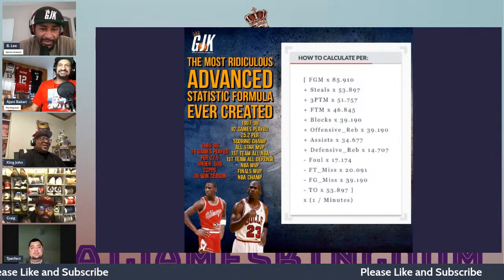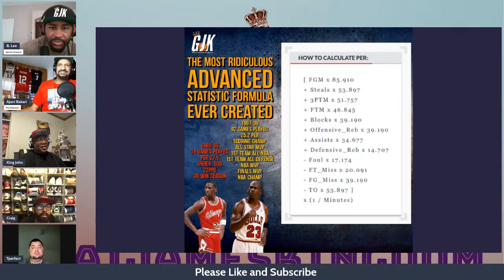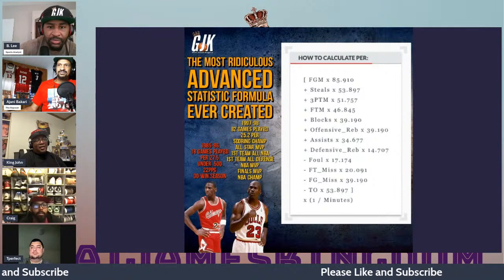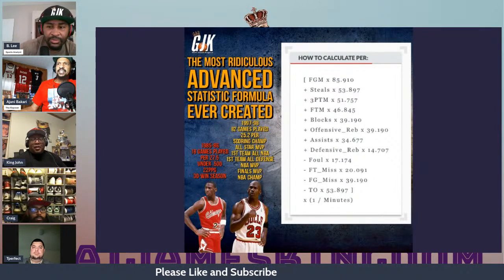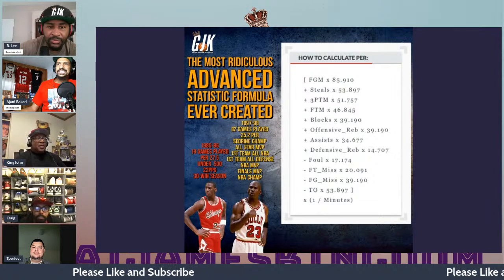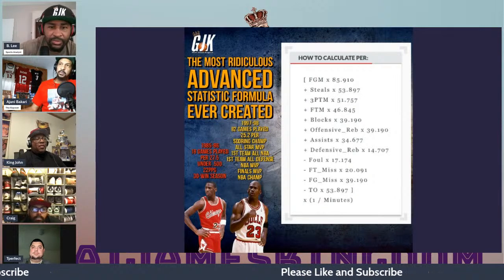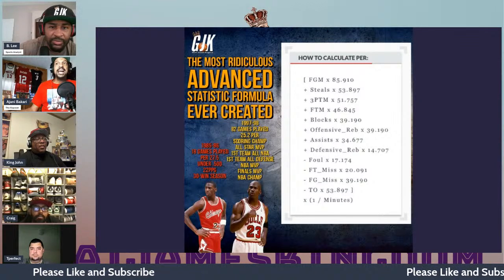If a field goal made is a point, then a field goal missed should be half of what you rate the field goal made. If a free throw made is a point, then the miss should be half of what the point would be. Well, this is the thing. They gave a free throw made 47 points, and a field goal made 86 points. So it's a little bit more than half for the field goal. But a three-pointer is only 51 points. I don't understand how that works.